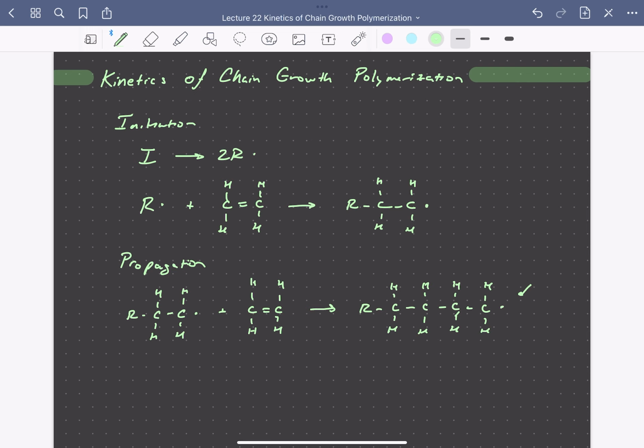So with each additional monomer added during propagation steps, and we can have very many of these, the polymer grows in length. And monomers are only added at the end of this growing polymer chain.